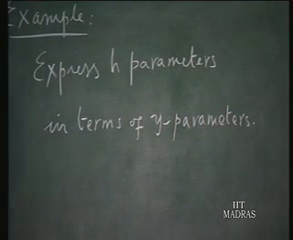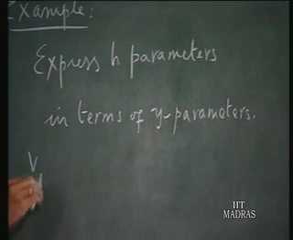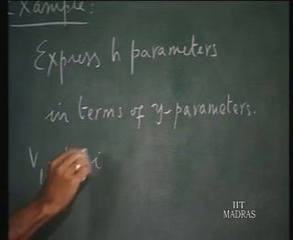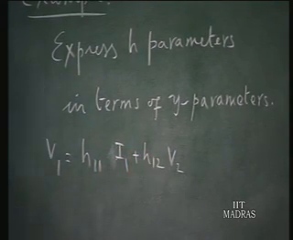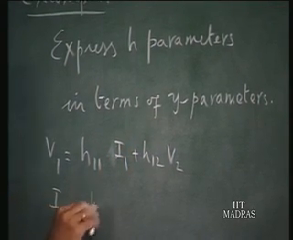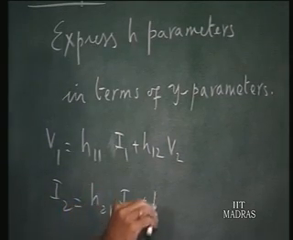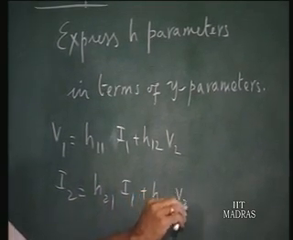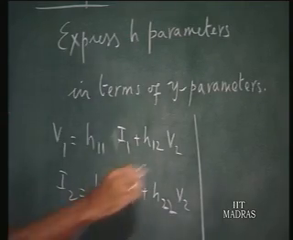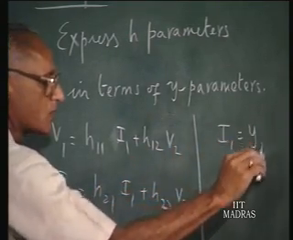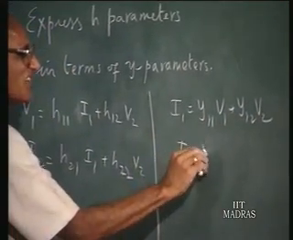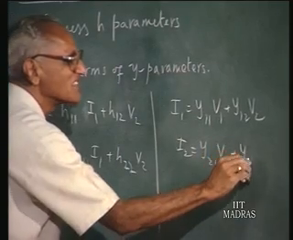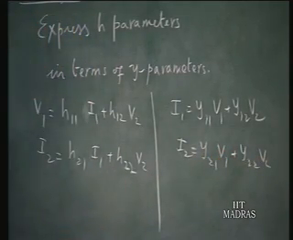Suppose there is a question that is asked. You recall that h parameters have this form: V1 equals h11 I1 plus h12 V2, and I2 equals h21 I1 plus h22 V2. But y parameters have the form I1 equals y11 V1 plus y12 V2, and I2 equals y21 V1 plus y22 V2. So, now we have to express V1 and I2 in terms of I1 and V2.